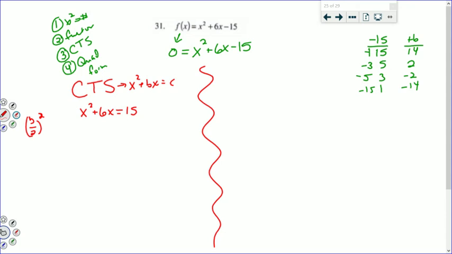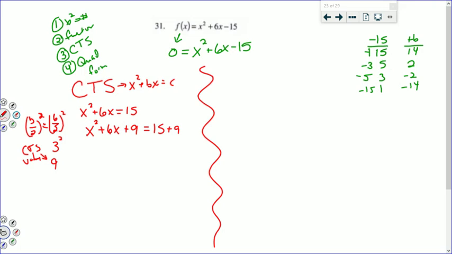Okay? In this case, b is 6, so 6 divided by 2, and we square that, we get 3 squared, which is 9. This is our completing the square value. We are going to take that completing the square value and add it to both sides of our equation to keep our equation balanced. x squared plus 6x plus 9 equals 15 plus 9.